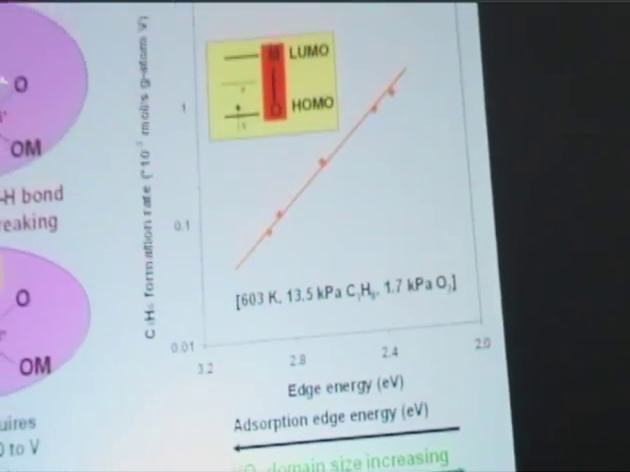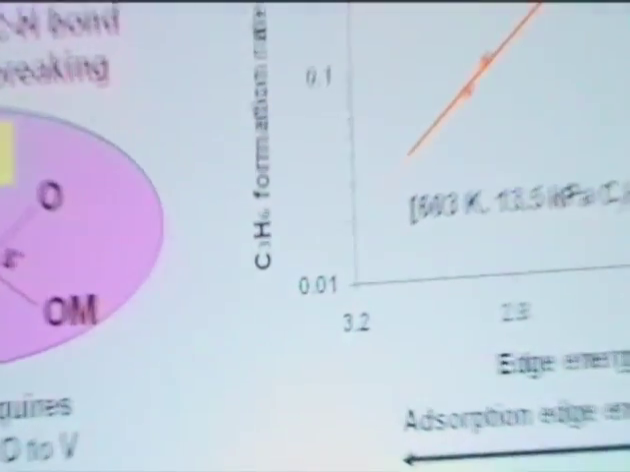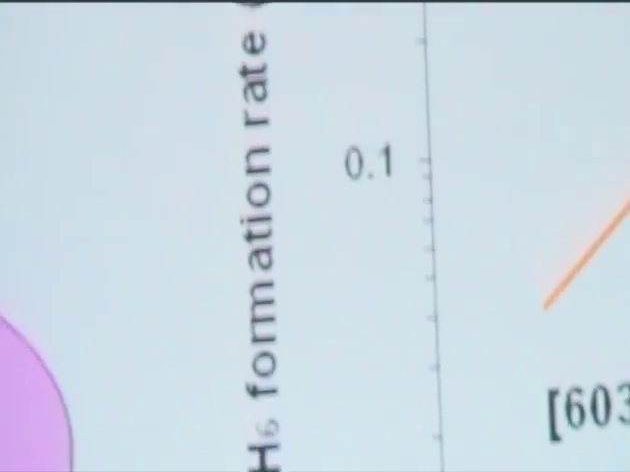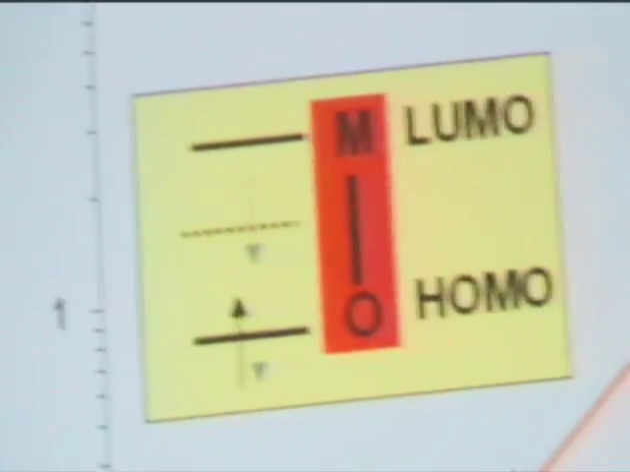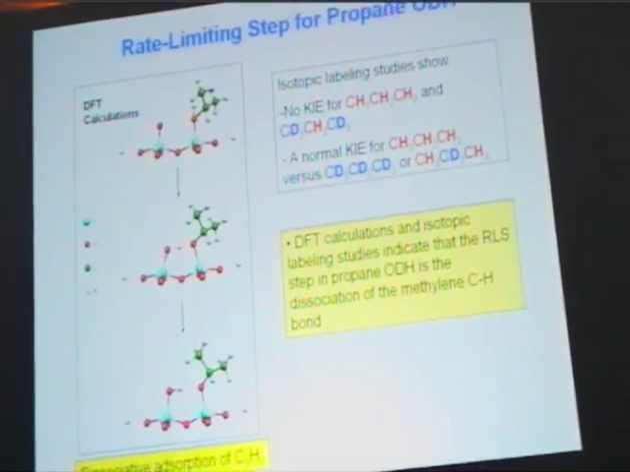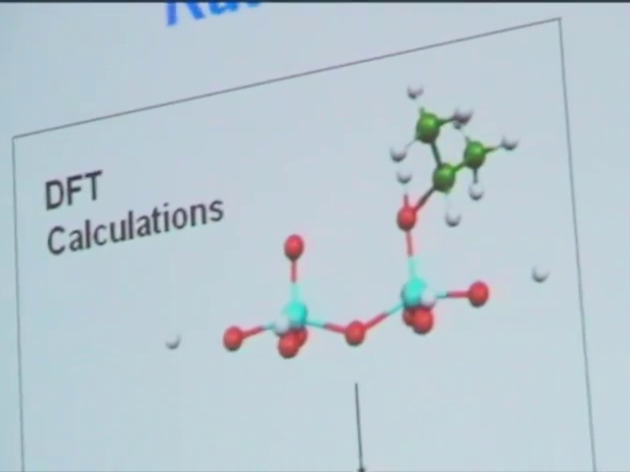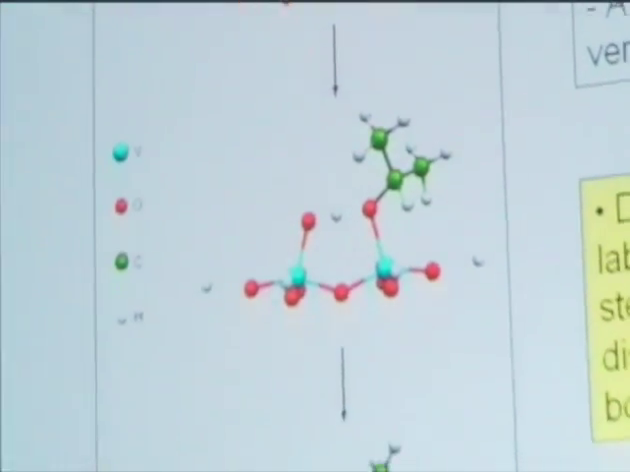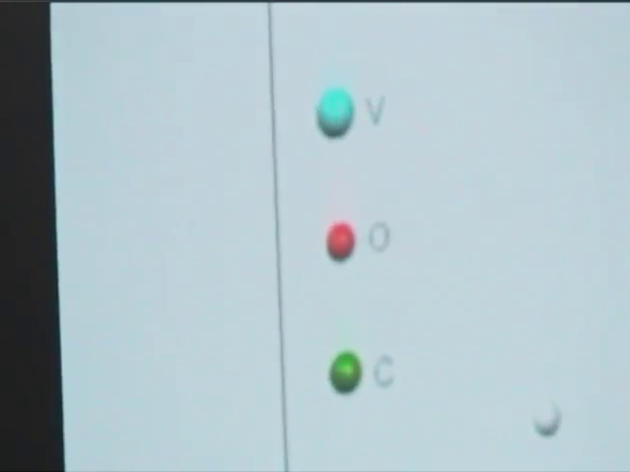And our interpretation is that the more basic, or the easier it is to reduce this vanadium center by transferring an electron up here, the easier it will be to pluck one of the hydrogens off the catalyst surface. As a way of validating that intuition, we have done density functional calculations of bringing propane, in this case, up to a little cluster representing part of the polyvanadate.